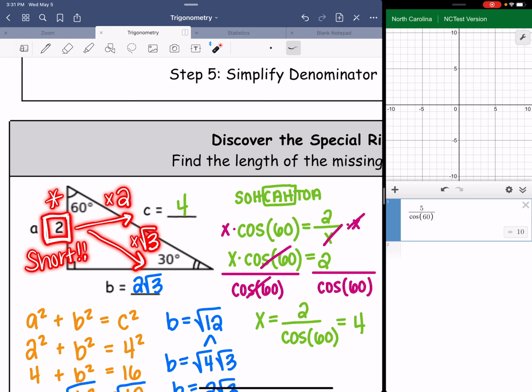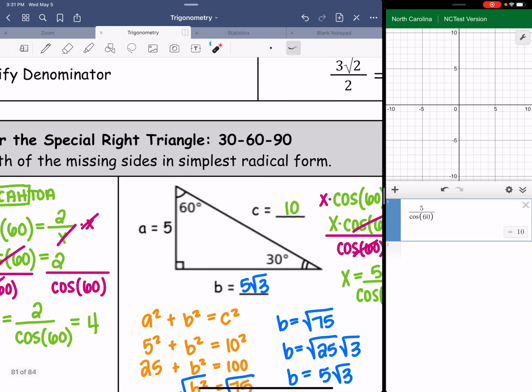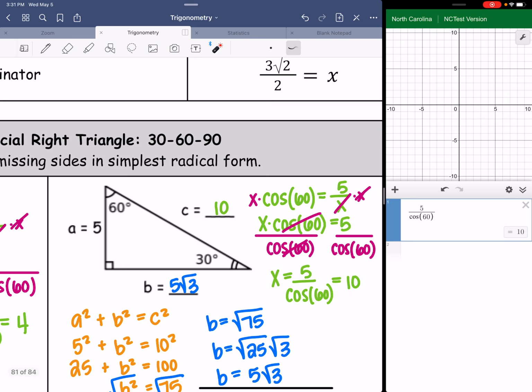Right? Because we went from 2 times 2 to get 4, and 2 times the square root of 3 gives us 2 square root of 3. Now let's compare that to the other one that we did. 5 being our short leg, from 5 to 10, we multiplied by 2 to get the hypotenuse. From the short leg 5 to the long leg, we had to multiply by the square root of 3. 5 times the square root of 3 was the long leg.